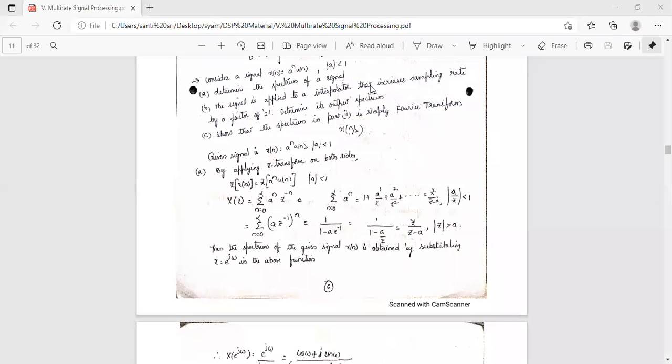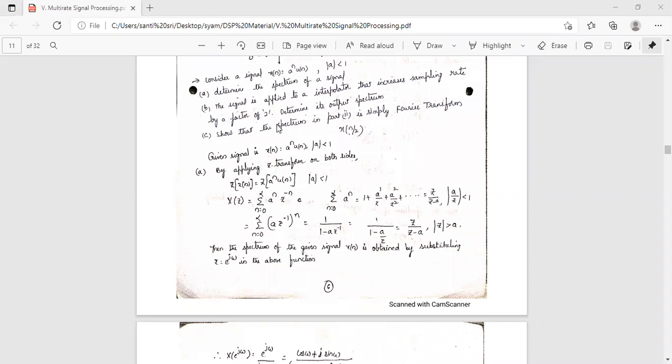Yes, we are discussing decimation and interpolation, right? So we are doing some problems related to decimation and interpolation. Here the problem is given as a signal. Consider the signal x of n equal to a power n into u of n, for mod a less than 1. We have to determine the spectrum of the signal, first bit.